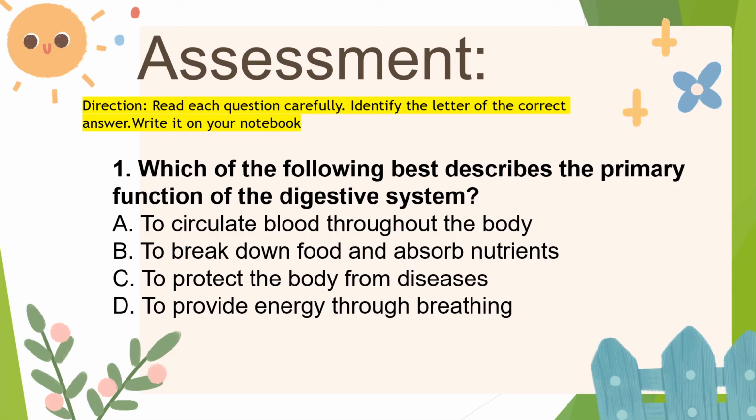Number 1. Which of the following best describes the primary function of the digestive system? A. To circulate blood throughout the body. B. To break down food and absorb nutrients. C. To protect the body from diseases. Letter D. To provide energy through breathing.